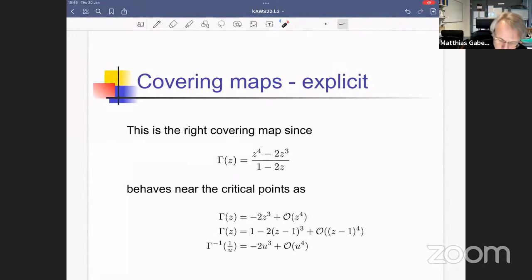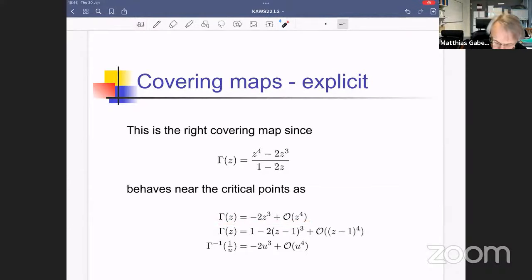So I claim that this is the correct formula, and it's not difficult to check. So what you have to do, for example, is ask: what does this do near z equal to zero? Near z equal to zero, the leading term is this term and this term, so it goes like minus two z cubed. So that has the property that it maps zero to zero, and the first order non-trivial term goes like z cubed. There is no lower order term. I mean, it's obvious there's a z cubed term, a z to the four term, and then if you expand out the denominator, you have higher order terms, but there's no z squared term or linear term in z, so it behaves as such near zero.